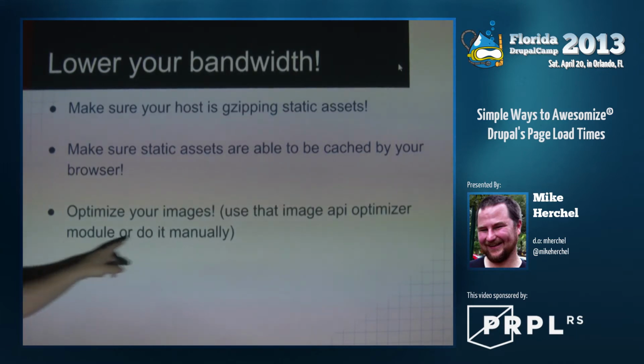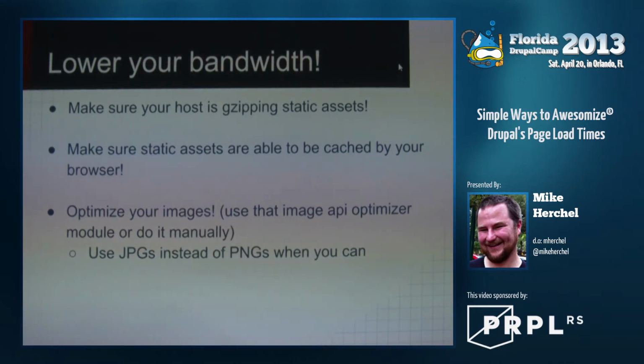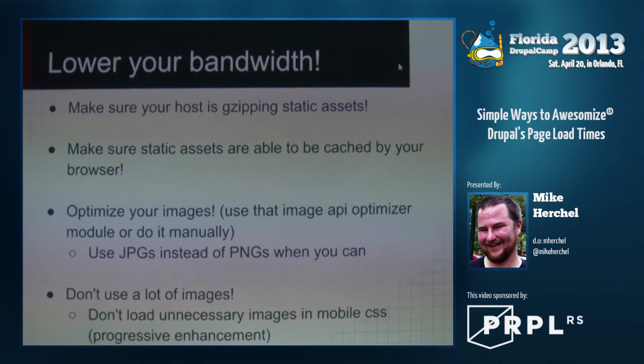Optimize your images. Use an image API optimizer module that we talked about earlier, or you can do it manually. If you're using just kind of a square picture, you don't have any transparency, a lot of times JPEGs will provide a little bit of cost savings. Don't use a lot of images, if you can. And don't load unnecessary images in mobile. If you have a big background image, don't load that for your mobile website, because they're not really going to be able to see it. And it's just, why?